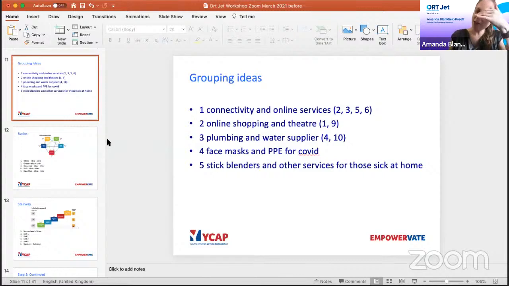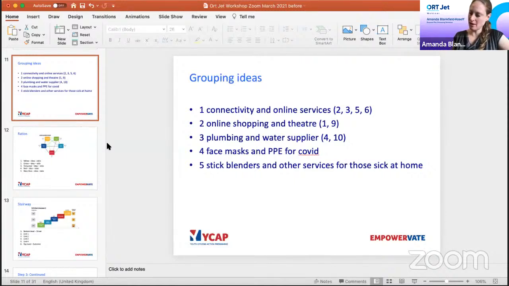Then between plumbing and stick blender, 3 or 5. Plumbing or stick blender? 3, 5, 3, 3, 5. So that's 2 5s, more 3s. 3 is 1. Okay, so plumbing beats stick blender.